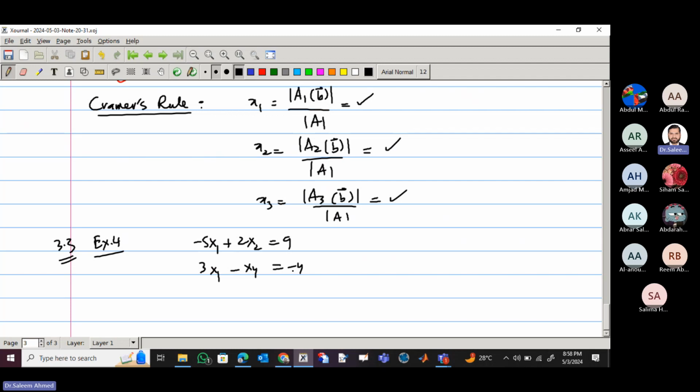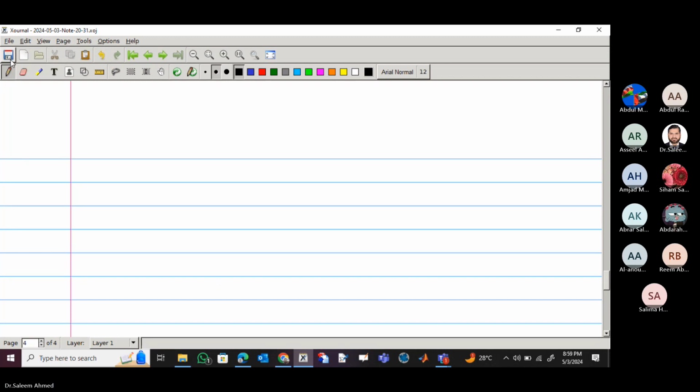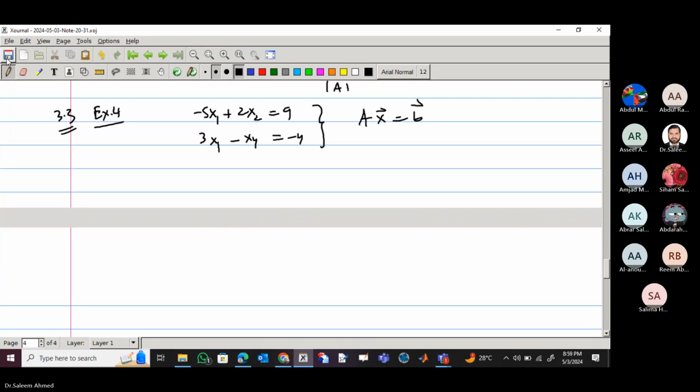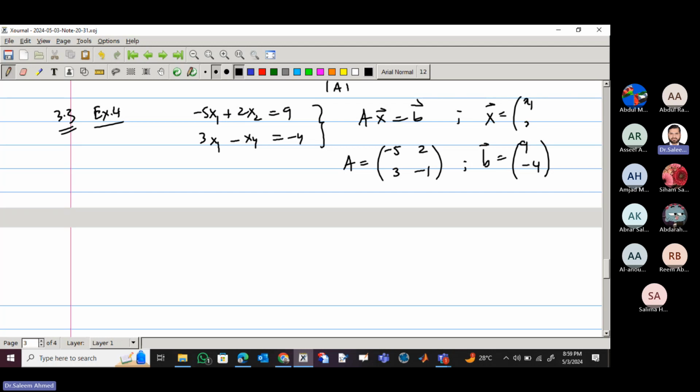This is a system of equations, right? I will write this system as AX equal to B. So what is AX equal to B? Where A is the coefficient matrix, -5, 2, 3, -1. Coefficient matrix, just the coefficients. Then B is the right hand side, 9 and -4. And X is your unknown vector, x1, x2, right? We don't need that. I only need A and B.